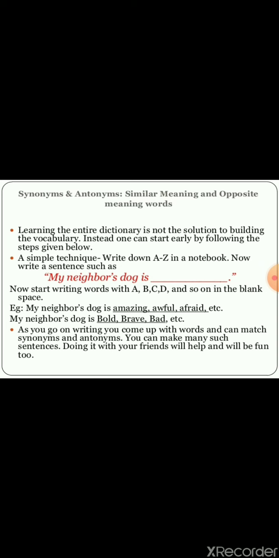A simple technique: write down A to Z in a notebook. Now write a sentence such as my neighbor's dog is dash. Now start writing words with A, B, C, D and so on in the blank space. My neighbor's dog is amazing, awful, afraid. My neighbor's dog is bold, brave, bad. In this way, you will increase your vocabulary step by step. There are different ways of improving the vocabulary bank.